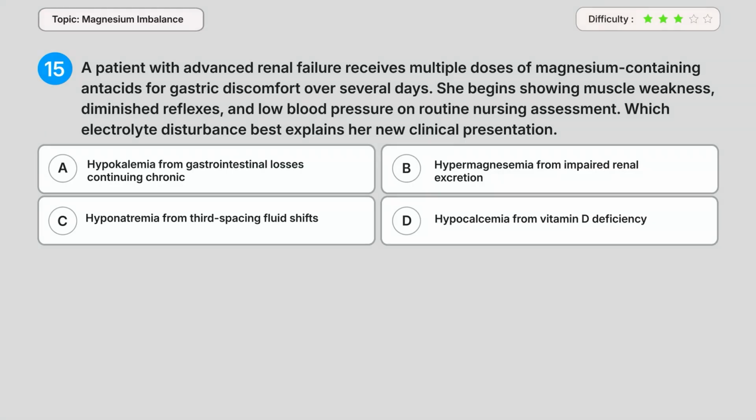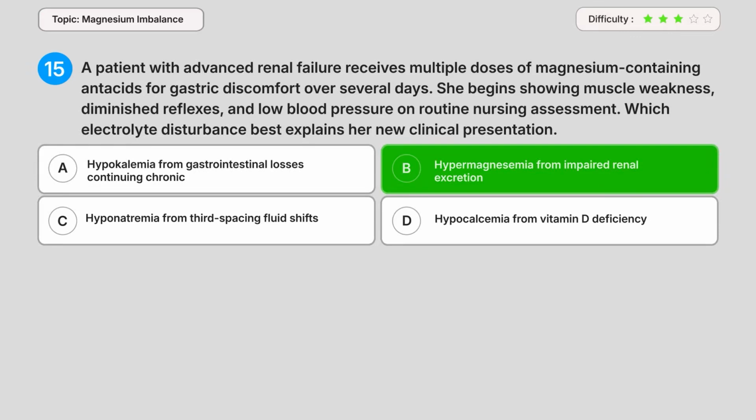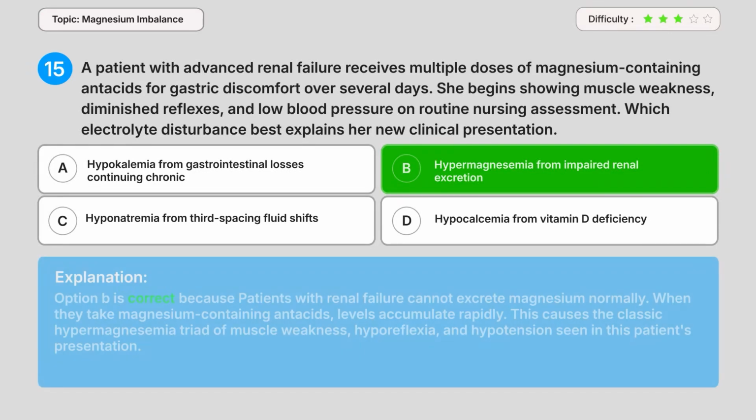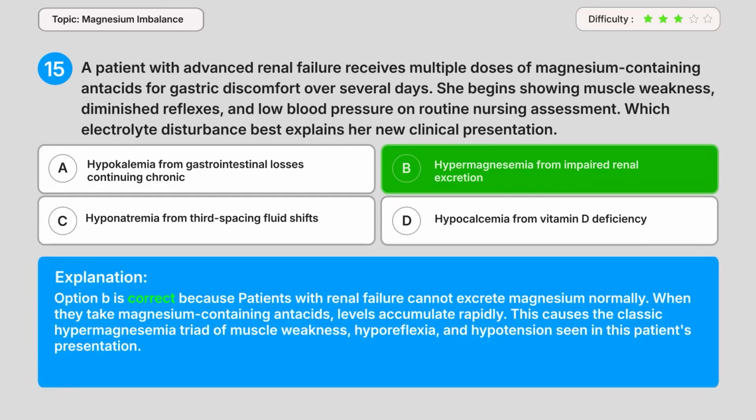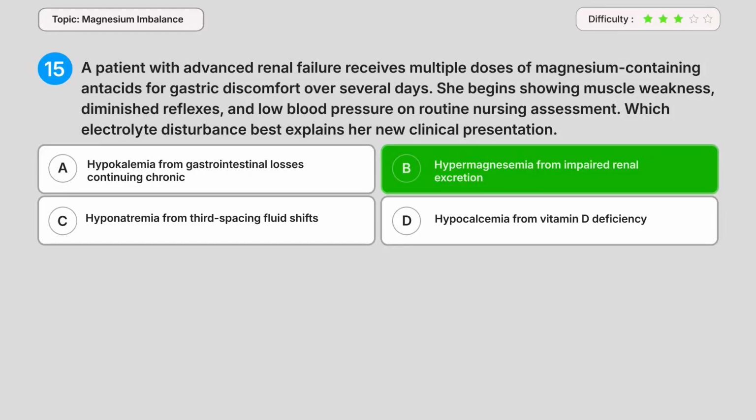Correct answer. B. Hypermagnesemia from impaired renal excretion. Patients with renal failure cannot excrete magnesium normally. When they take magnesium-containing antacids, levels accumulate rapidly. This causes the classic hypermagnesemia triad of muscle weakness, hyporeflexia, and hypotension seen in this patient's presentation.